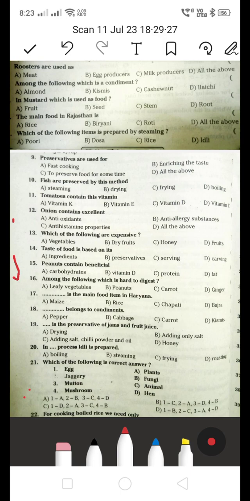Let's begin our class. Today's topic is that we are going to learn about 6th class first lesson, Our Food. From the lesson, we are going to discuss the 'choose the correct answers'.